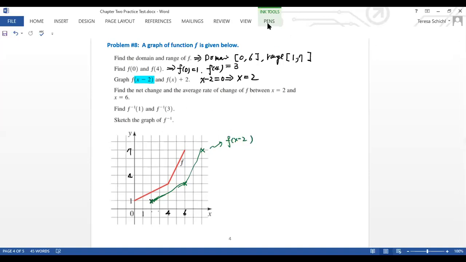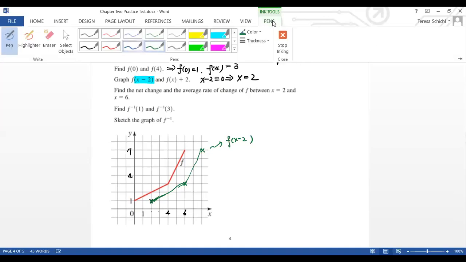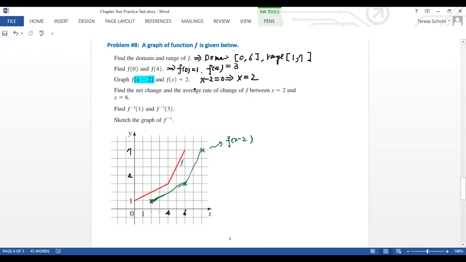Okay, so now let's take a look at this one here. This one is f of x plus 2. What does that mean? That means shift up 2 units, right? So this one goes here. This point shifts up to here. This point goes up 2 units, goes here, right? And this one goes up 2 units, goes here, right? So now you connect it, right? So this is f of x plus 2, okay? So those are the graphs, right?